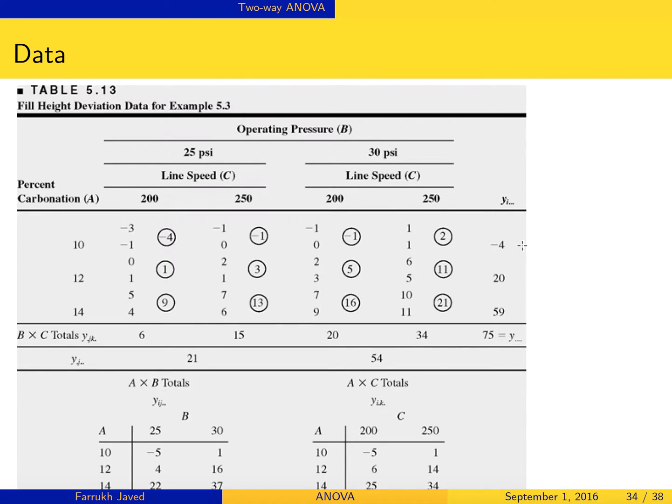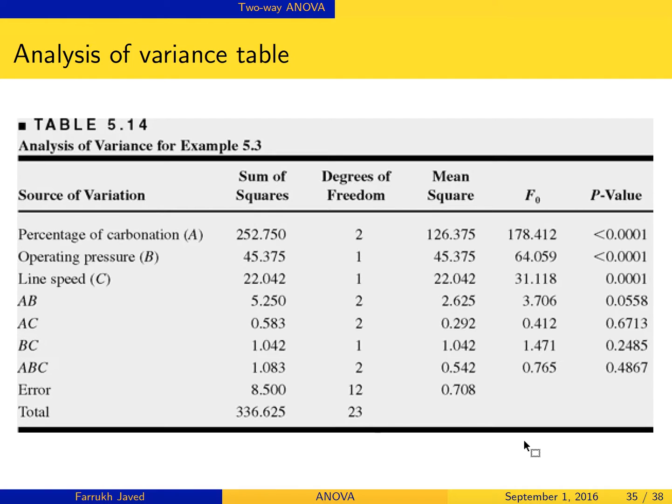So here is the data. And by the way, notice that we have two observations at each level of factor number one right here. So operating pressure was 25 and 30, and at that particular pressure level you have two speeds, 200 and 250, 200 and 250 over here as well, and then percentage of carbonation. So we have data like that in this table, and then we move on to apply the method.